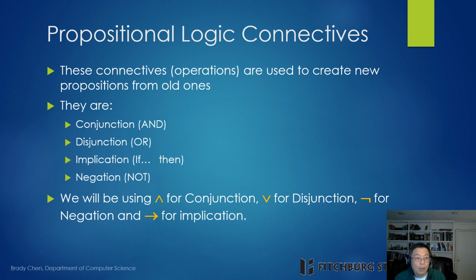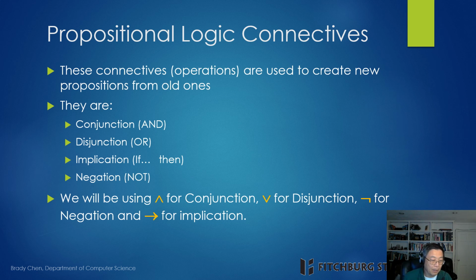So now we know what a proposition is. A proposition is just a statement which has some value, either true or false. Now, people are more interested in knowing how to create a new proposition from older, typically simpler ones. In order to do this, we need to define some logical operations. These logical operations are sometimes called logical connectives.